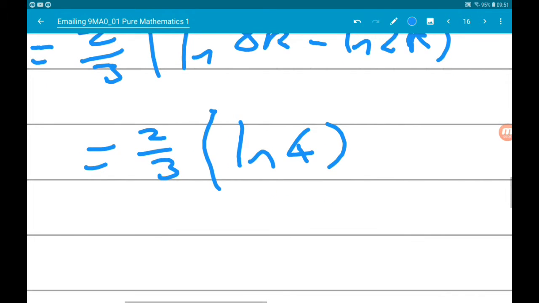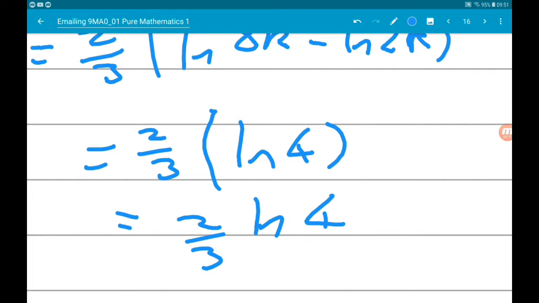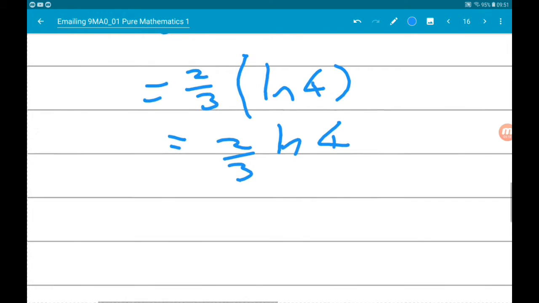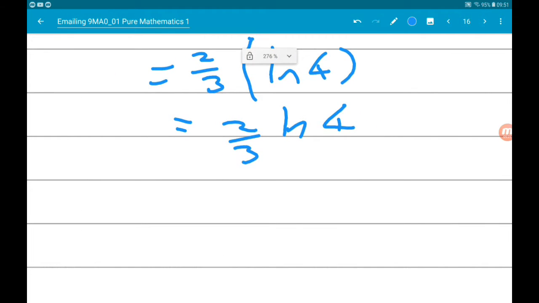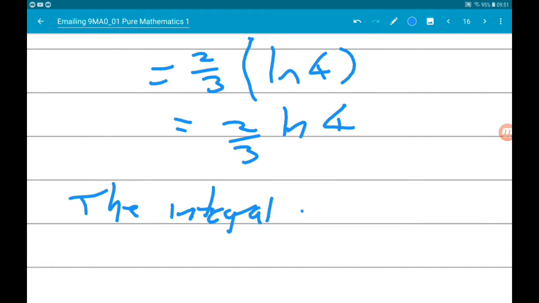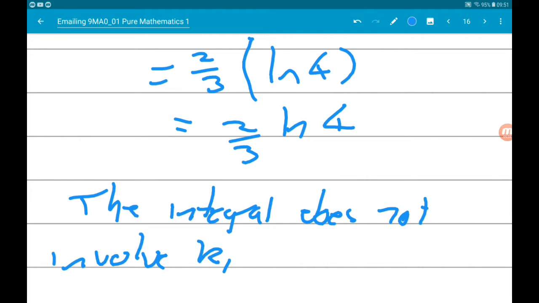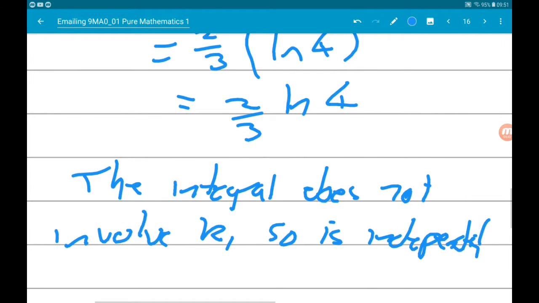So we get 2/3 log 4. Now, as expected, there is no k to be seen, so the integral does not involve k, so it's independent of k. Cool.